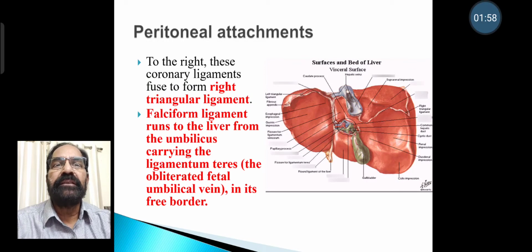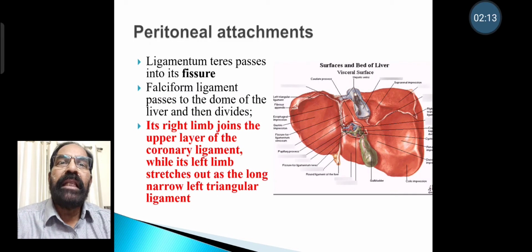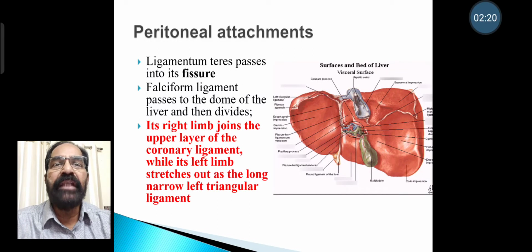Falciform ligament runs to the liver from umbilicus, carrying ligamentum teres or the obliterated umbilical vein in its free border. The ligamentum teres passes into the fissure. Falciform ligament passes to the dome of the liver and then divides. Its right limb joins the upper layer of coronary ligament, while its left limb stretches out as long, narrow left triangular ligament.